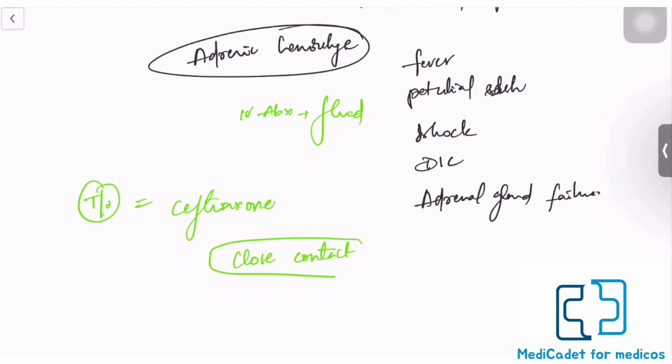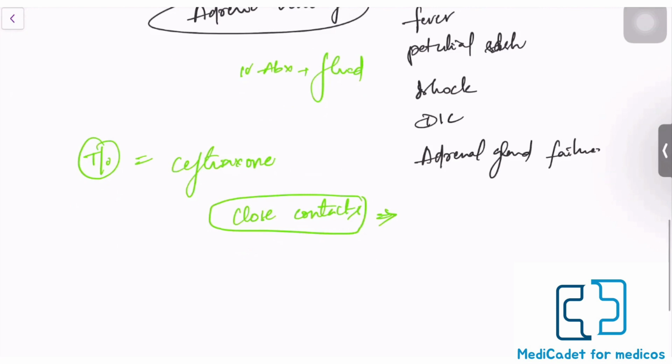For the close contacts, let's say there are 4 people in the dorm. Okay, one person got this meningitis. Since it's life-threatening, you have to give prophylaxis to the other 3 people, right? So for the close contacts, what are you going to give? Rifampin. I think someone was saying rifampin.